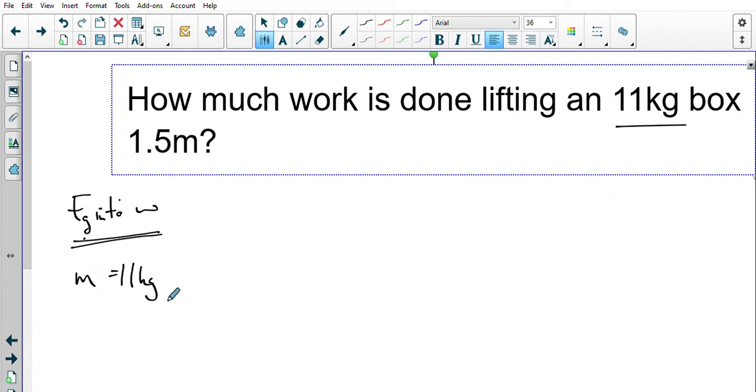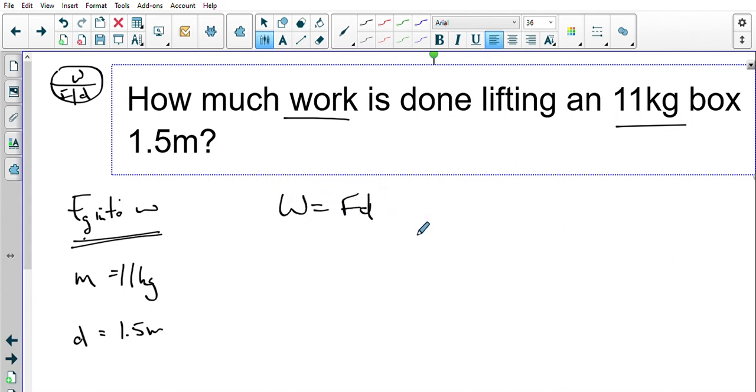We measure mass. Mass is in kilograms. And then we have this 1.5 meters. Well, 1.5 meters, what is that? Well, that's a distance. Well, the question is how much work? Well, we know work, force, distance. Work is equal to our force times our distance. And the force and distance have to be along the same direction.